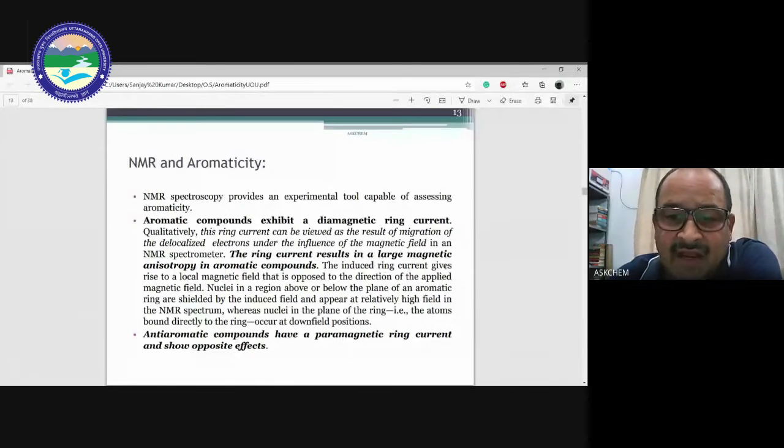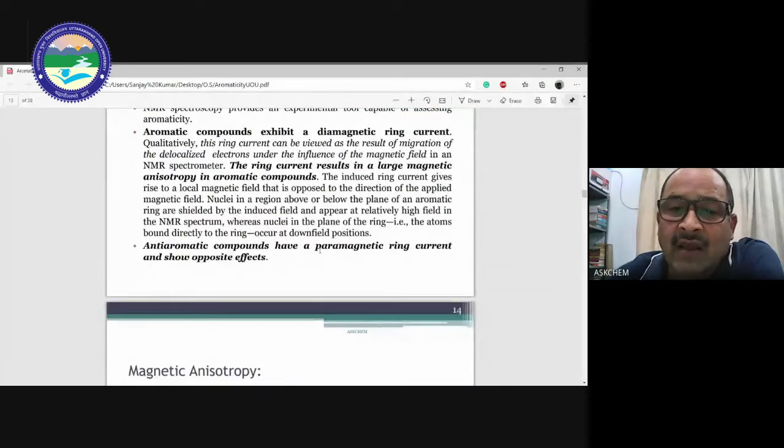This induced ring current gives rise to a total magnetic field that is opposed to the direction of the applied magnetic field, and the nuclei in a region above or below the plane of the aromatic ring are shielded by the induced magnetic field and appear at relatively high field in the NMR region.